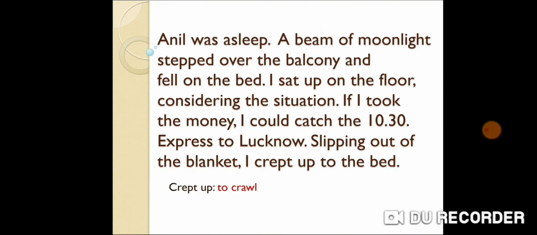See, "Anil was asleep. A beam of moonlight stepped over the balcony and fell on the bed. I sat up on the floor, considering the situation. If I took the money, I could catch the 10:30 express to Lucknow. Sleeping out of the blanket, I crept up to the bed."